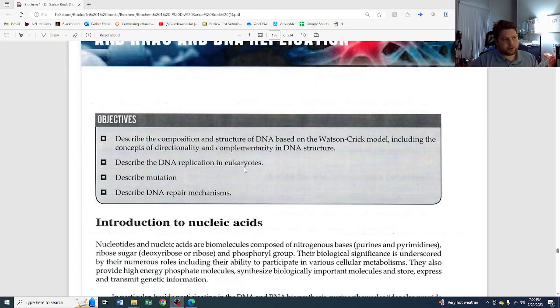The objectives are to describe the composition and structure of DNA based on the Watson-Crick model. Watson and Crick are two people. They're the ones who originally kind of discovered and published the structure of DNA, including the concepts of directionality and complementarity in DNA structure. Describe the DNA replication in eukaryotes, describe mutation, and describe DNA repair mechanisms.